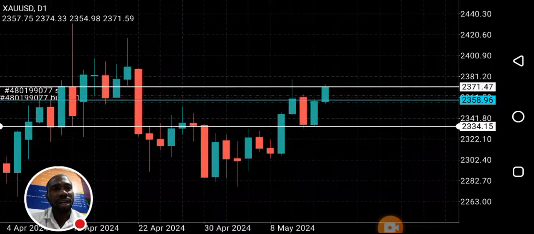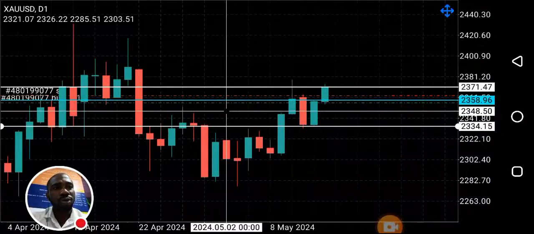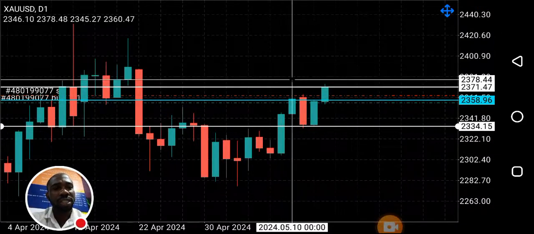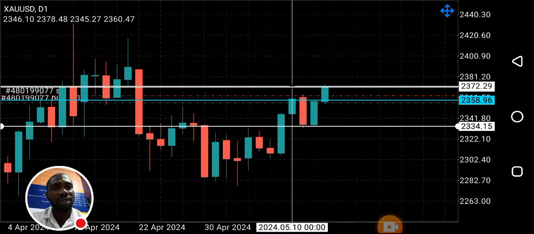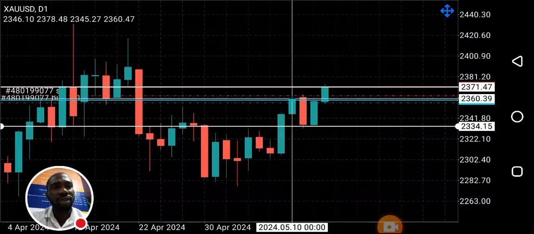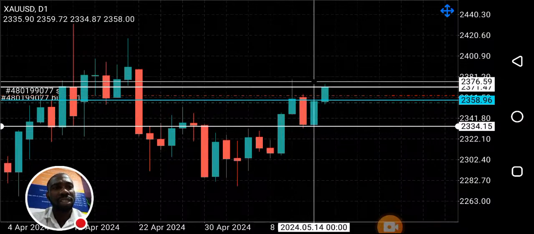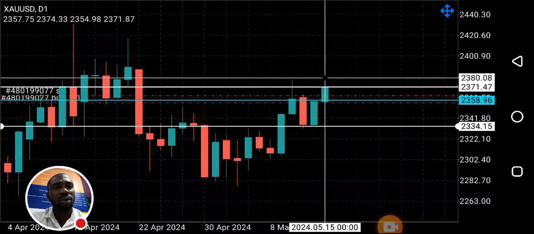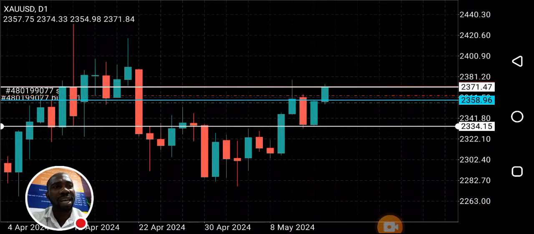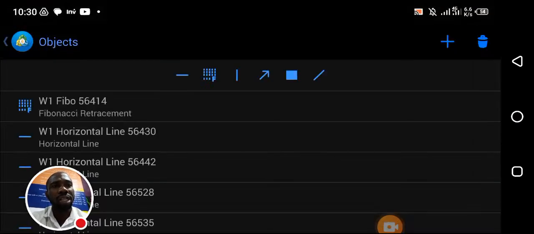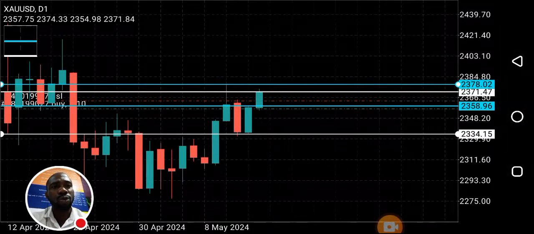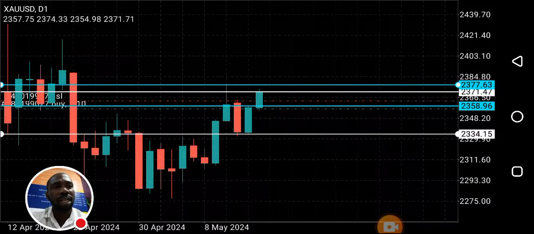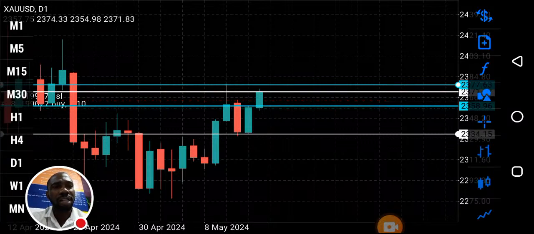Price has filled that gap, but it is possible they want to clear the liquidity at this previous high, because a lot of retail traders would have executed their trade and their stop losses are at this level. So they might want to clear liquidity. So this is my target on gold. I hope it will hit this level. I think it's about 60 pips from the current market price. That's my target on gold.